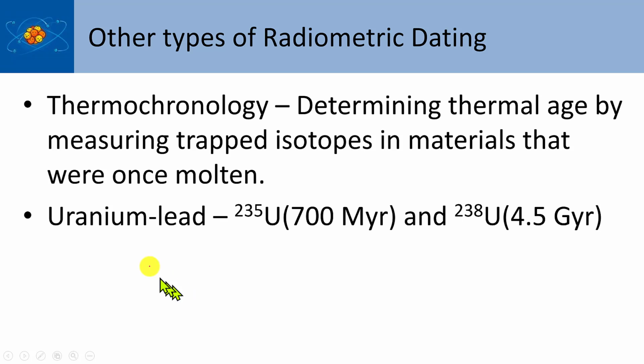On the other hand, you can also do what's called thermochronology. In thermochronology, what they do is they look at isotopes that were trapped in molten rock samples, and look, for example, at uranium and ratios of isotopes produced by uranium-235 and uranium-238. So there's a decay series between uranium and lead that produces a number of different isotopes. And based on the half-lives, you can estimate how old those rocks are.